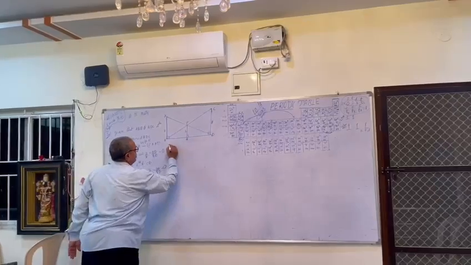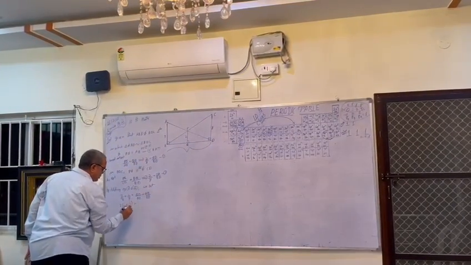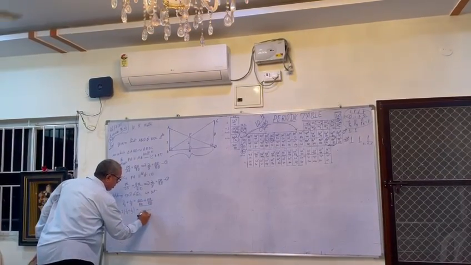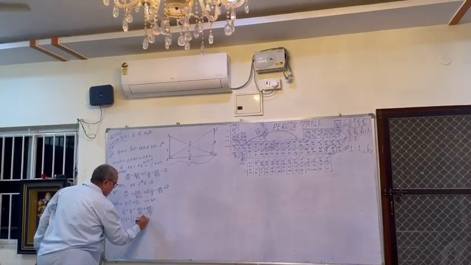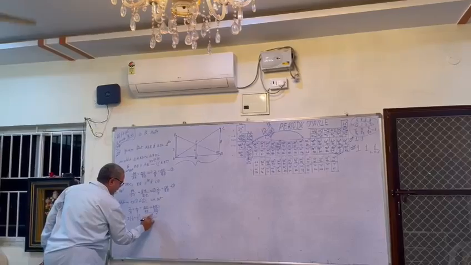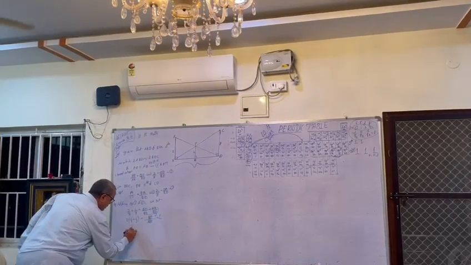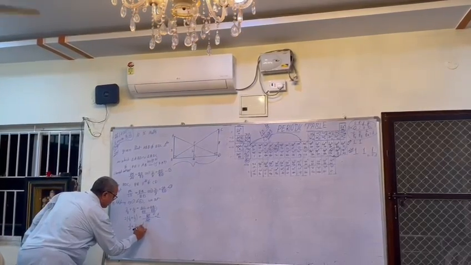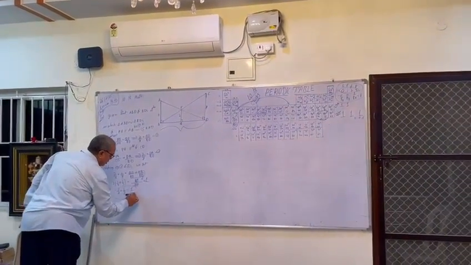QD plus DQ is equal to BD, taking the LCM BD. So QD plus DQ by BD is equal to BD by BD, therefore it is equal to 1. Then 1 by X plus 1 by Y is equal to 1 by Z is the answer. Bracket it and give the answer.